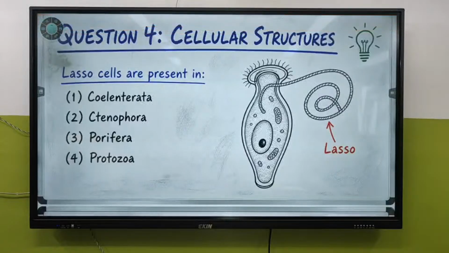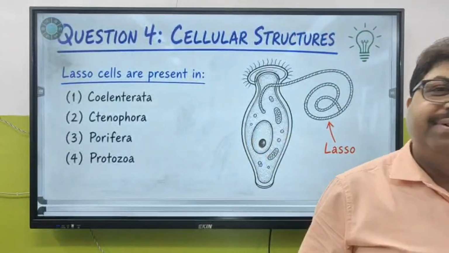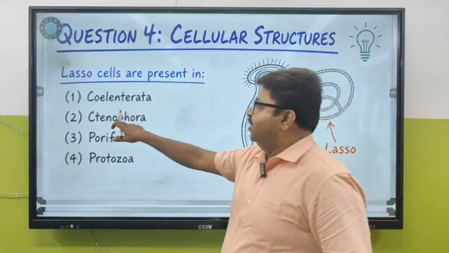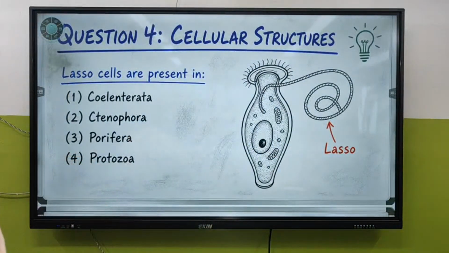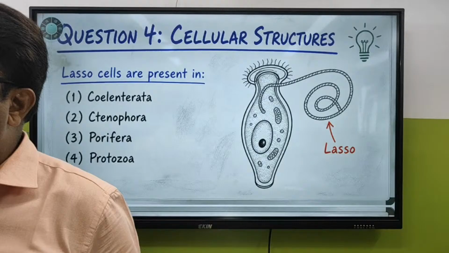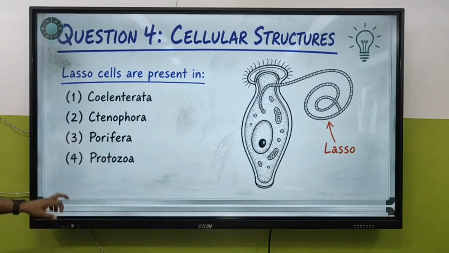Cellular structures. Lasso cells. Tell me, lasso cells. They trap the food. Ctenophora. Very good. Ctenophora have got tentacles, and they have got lasso cells by which they can trap the food. So the answer is Ctenophora.